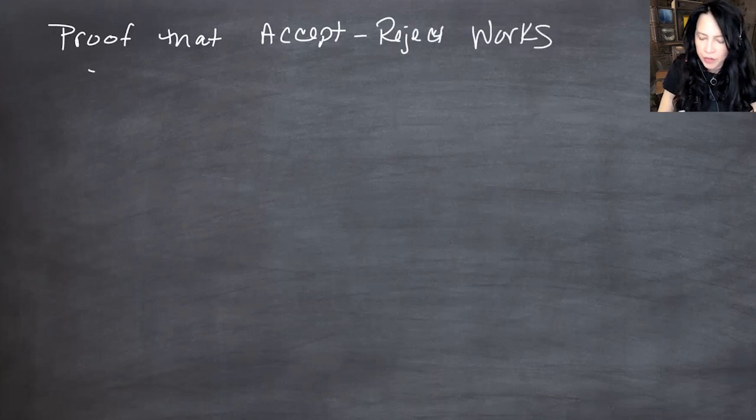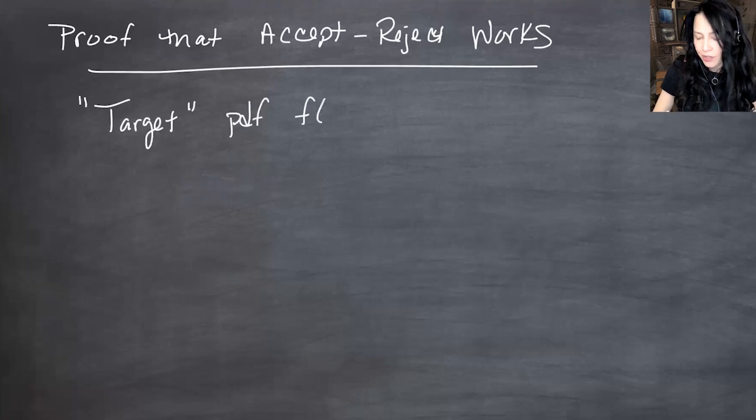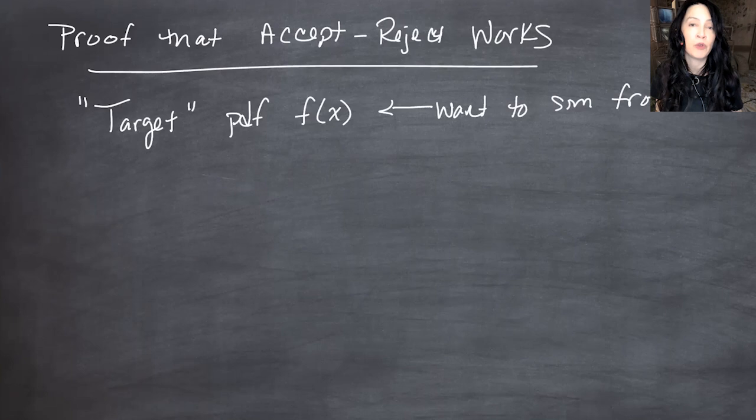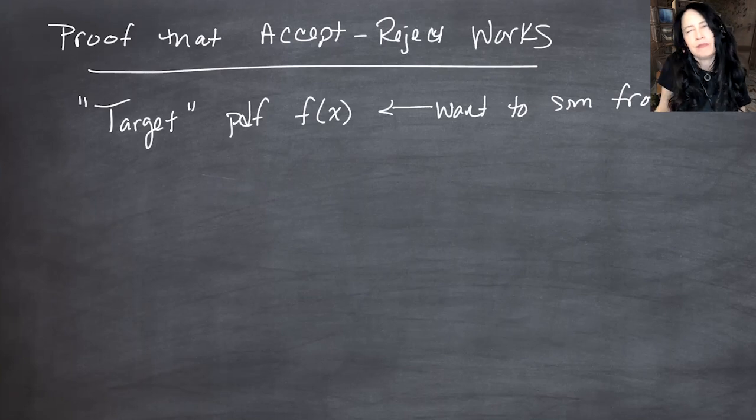So I guess before proving this, I should remind you that we have some target that we want to simulate from, some target PDF f of x, or just f. This is what we want to simulate from. This can be discrete or continuous, and the accept reject algorithm will work. In my proof today, I'm going to use continuous notation, which is maybe the slightly harder proof. I don't know. Depends on your point of view.